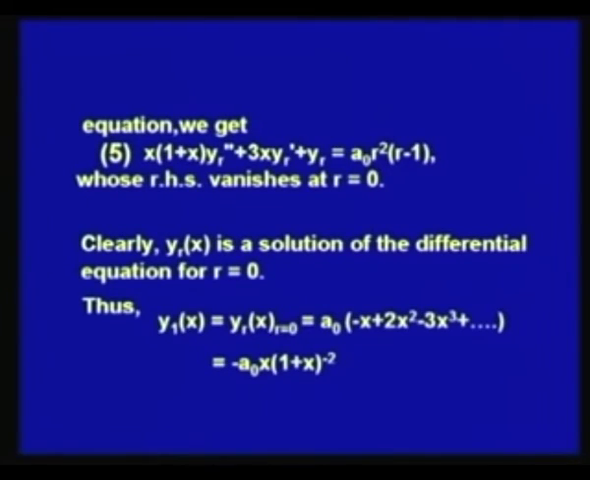And if we put r = 0 in the expression for y_r(x), then we get one solution of the differential equation as A0 [-x + 2x² - 3x³ + ...], which may be written as -A0 x (1+x)^(-2), because the infinite power series in the bracket is an expansion of (1+x)^(-2).